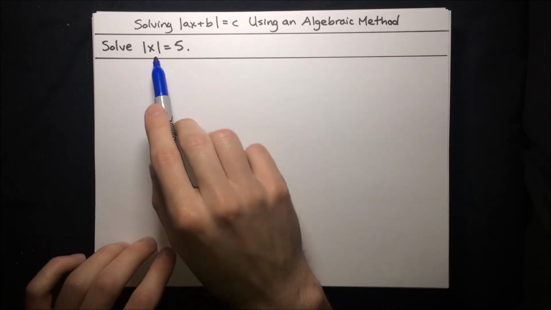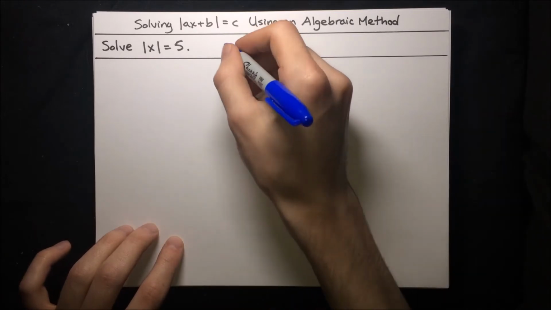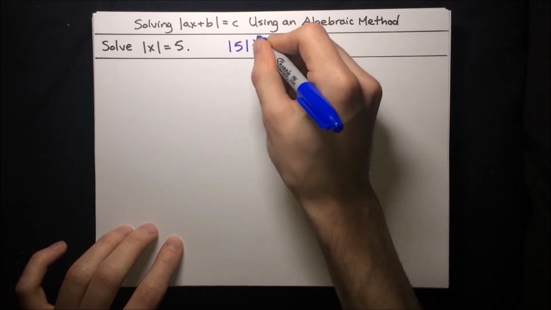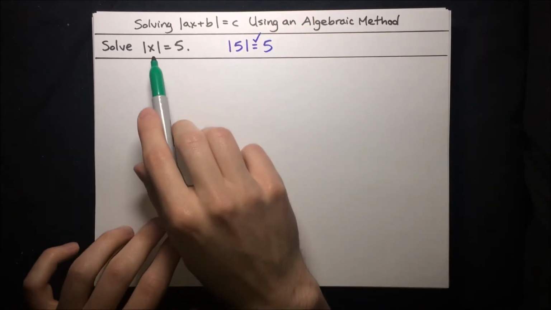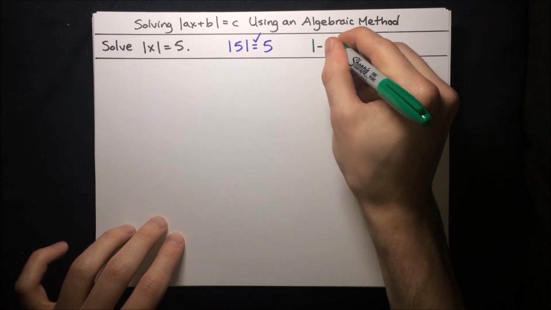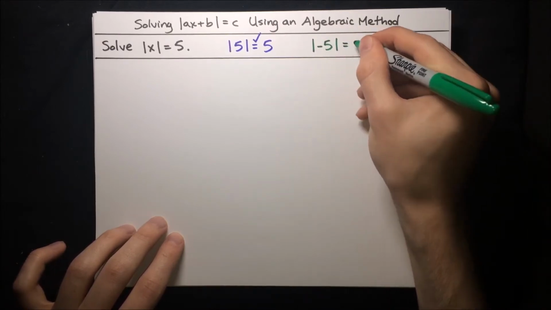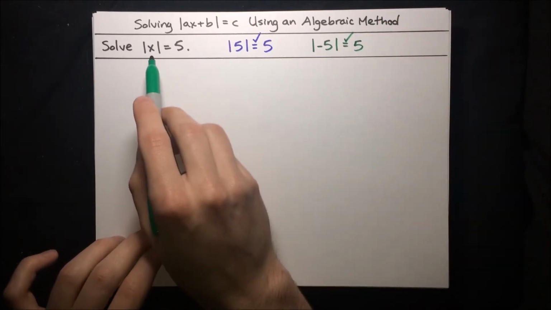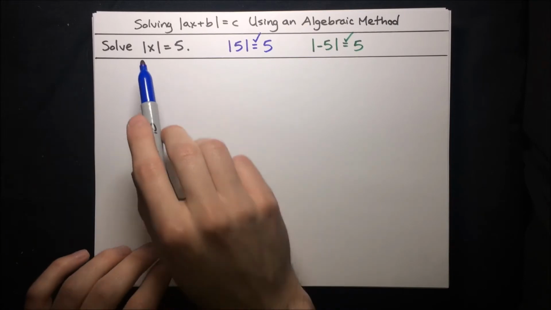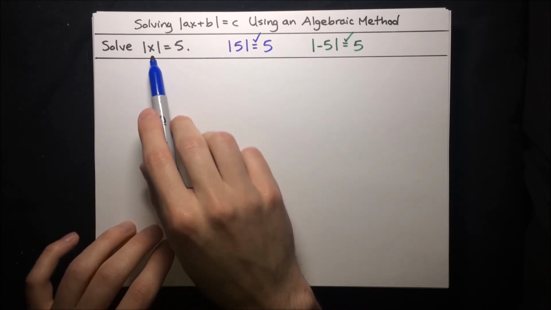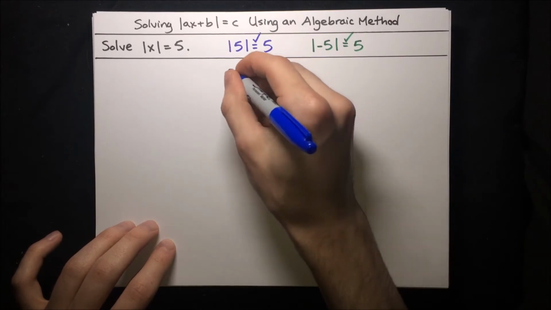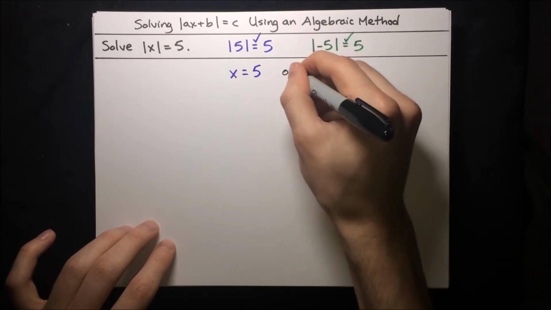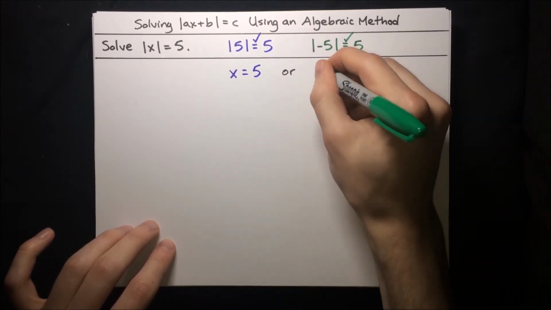So the expression inside the absolute value bars has to be either positive 5 itself, absolute value of positive 5 is 5, or the expression inside can be negative 5 because absolute value just strips away that negative and it still comes out to 5. So either 5 or negative 5 work for the inside expression here. So now we just take what's inside the absolute value, x, and we set it to 5 or negative 5. x equals 5 or x equals negative 5.